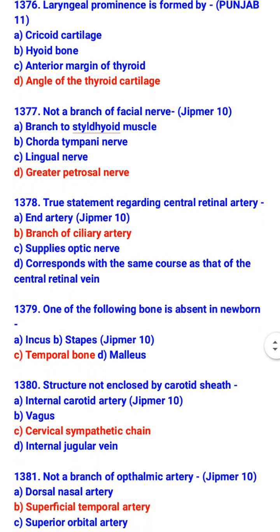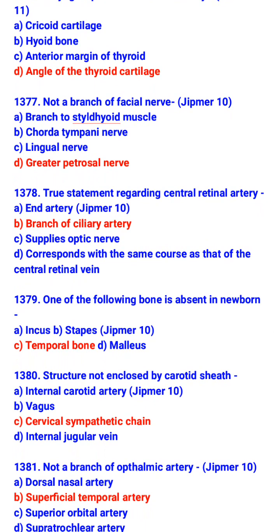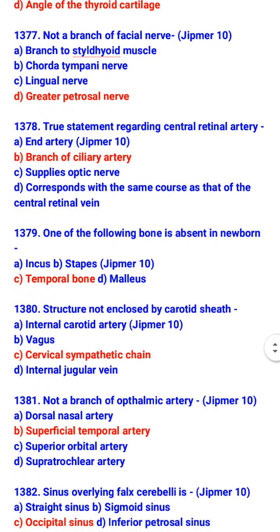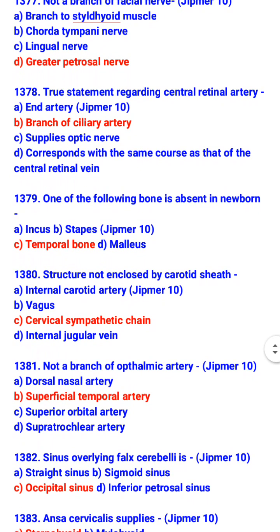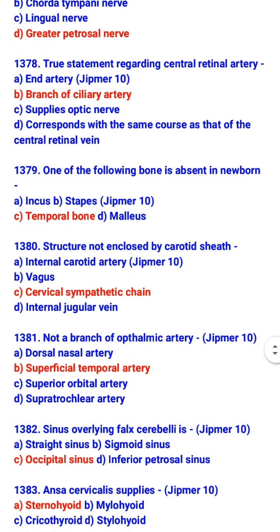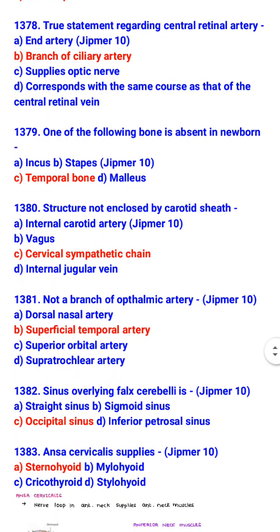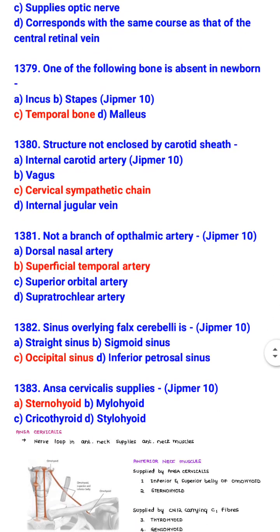True statement regarding central retinal artery is that it is a branch of ophthalmic artery. One of the following bone is absent in newborn is temporal bone. Which bones are present in newborn? Incus, stapes and malleus are present in newborn. Structure not enclosed by carotid sheath, cervical sympathetic chain. So structures enclosed by carotid sheath are internal carotid artery, vagus nerve and internal jugular vein.